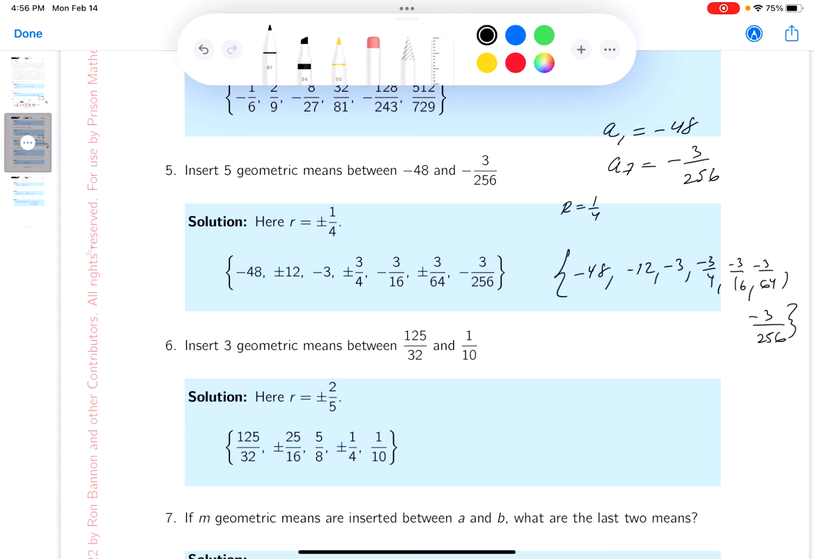Now, I hope you realize if I chose R to be minus a quarter, it's going to alternate. And what do you get there? Well, you still get minus 48 the first term. Then you're going to get 12, minus 3. Then you get 3/4. Then you get minus 3/16. Then you're going to get 3/64. And then you're going to get, what do you get now? Minus 3 over 256. All right?